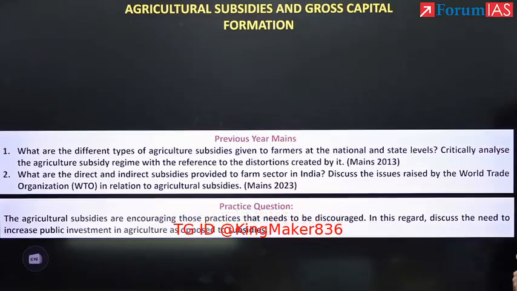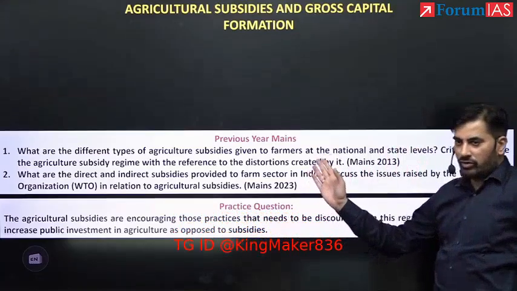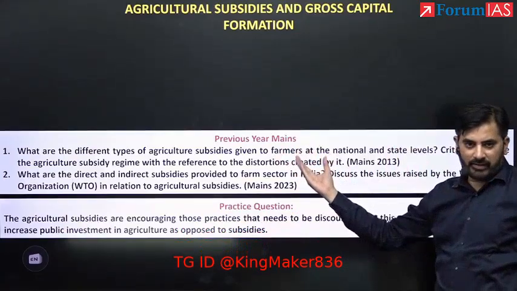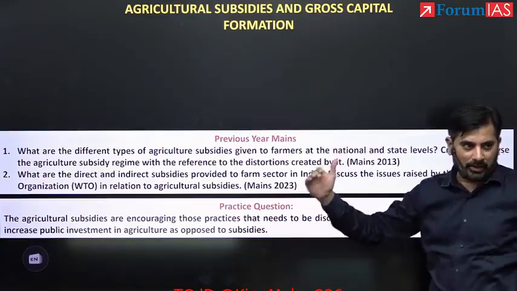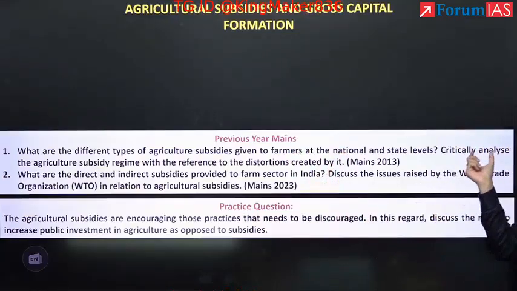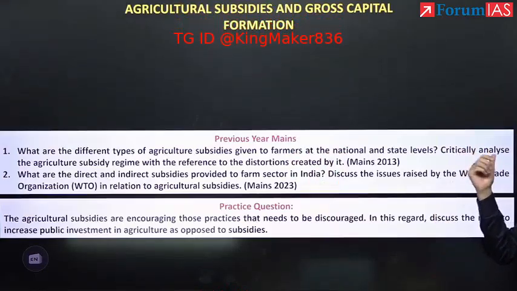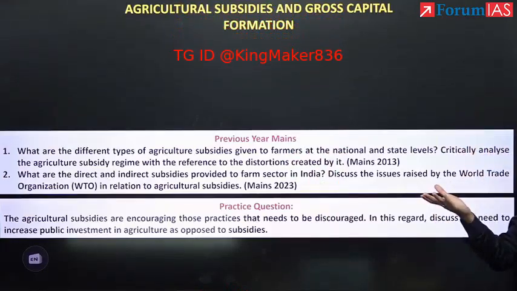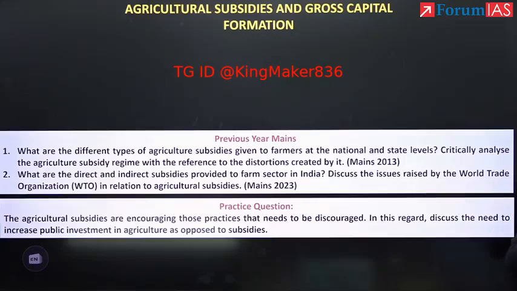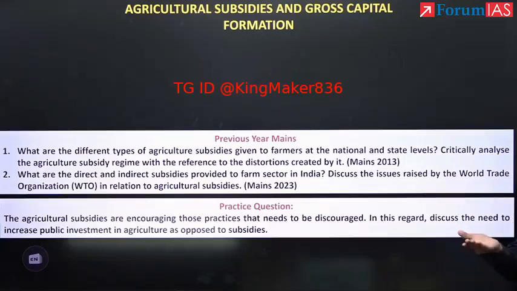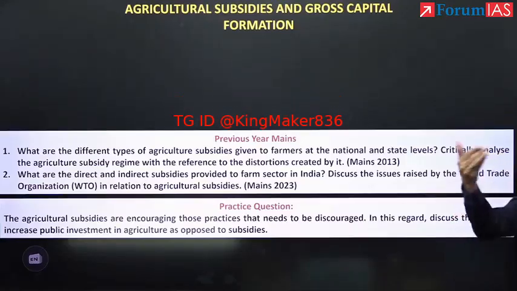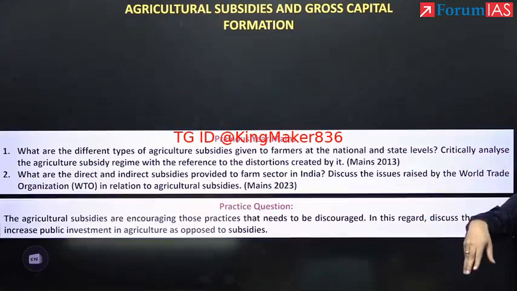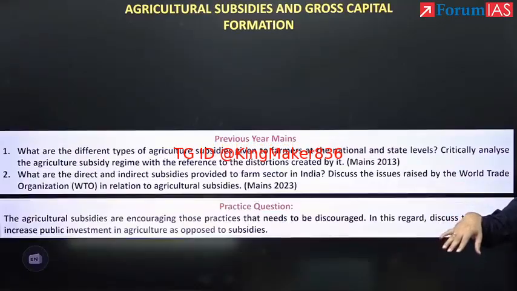In the body of the answer, part 1, you should talk about the different types of subsidies: direct subsidies and indirect subsidies. Part 2. Look at the word here. Critically analyze. Critically analyze means, should you focus only on challenges? You should focus on positives also and negatives also. In positives, what will you write? Why do we need subsidies? Why is the government providing subsidy? Some 4 to 5 points we covered. Those 4 to 5 points you have to write.